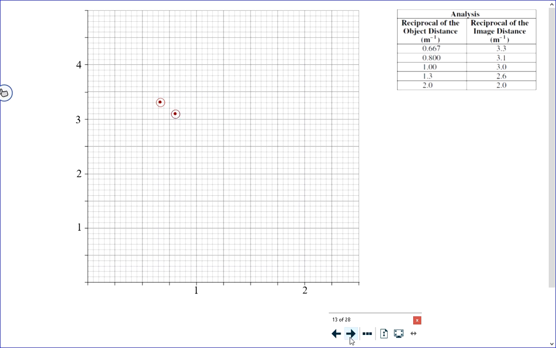And part of your mark here is going to be how accurately you do plot these points. And you continue to do this until you get all of the data. Now what you discover is that the data falls in a straight line. It may wobble a little bit, but in a perfect world it would be a straight line.